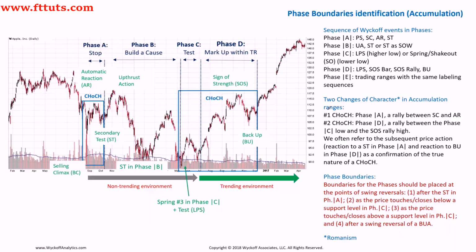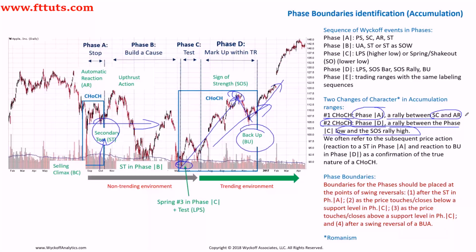There are two changes of character that I mentioned. Our first change of character is going to be associated with phase A. So it's the change of character into the trading range, and it's going to be defined as the rally between a selling climax and automatic rally, and it's going to be confirmed by the secondary test. And then the second change of character is going to be on the way out of the trading range in phase D, and that's going to be a rally between phase C low and sign of strength rally high. So here's the high, here's the low, here's that change of character, and it's being confirmed by the backing up action after that.